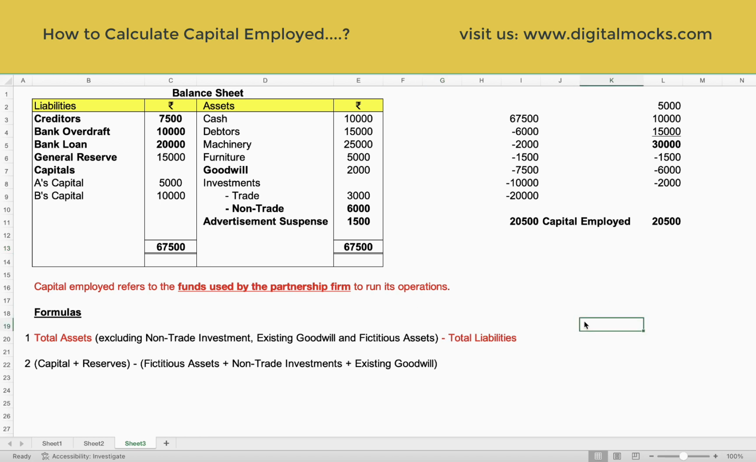Okay, I hope the meaning of capital employed is clear, and how to use these formulas to find out the amount of capital employed is very clear.